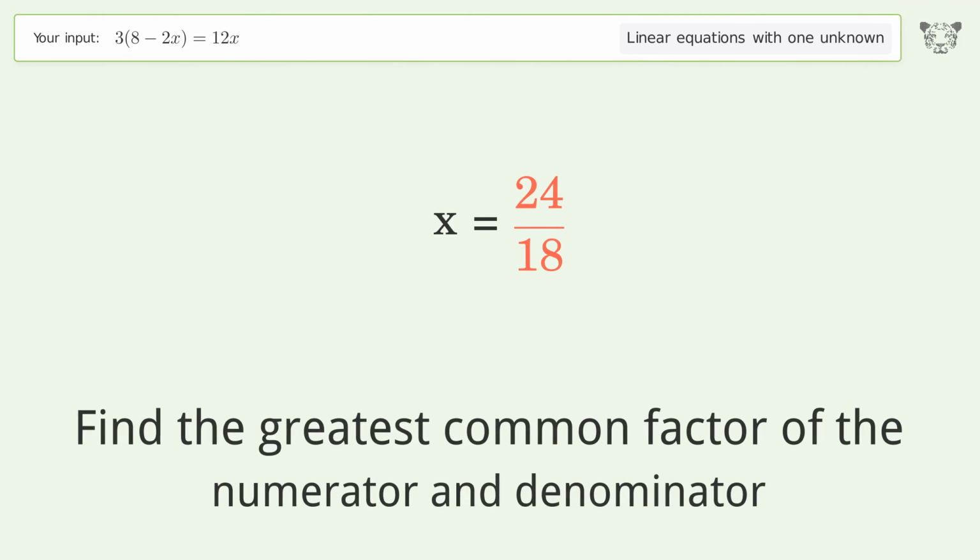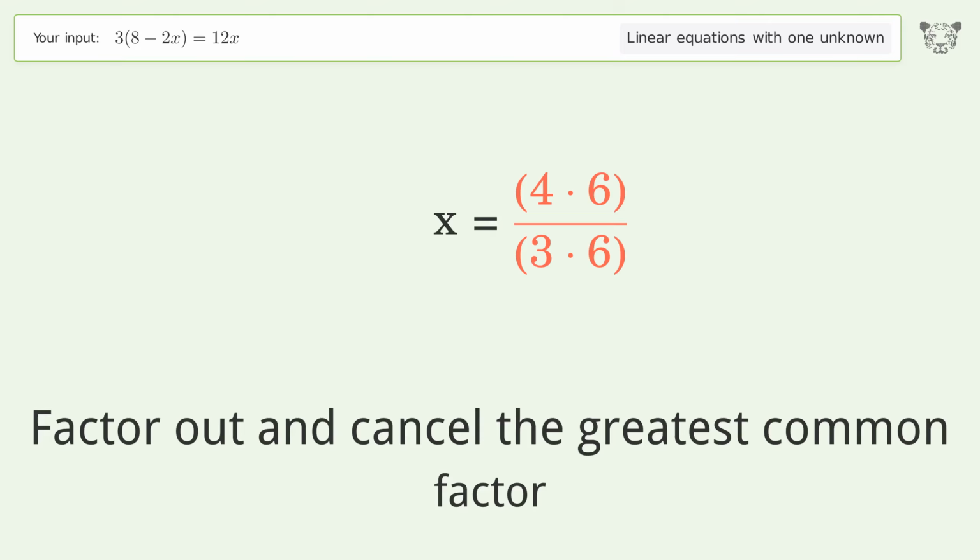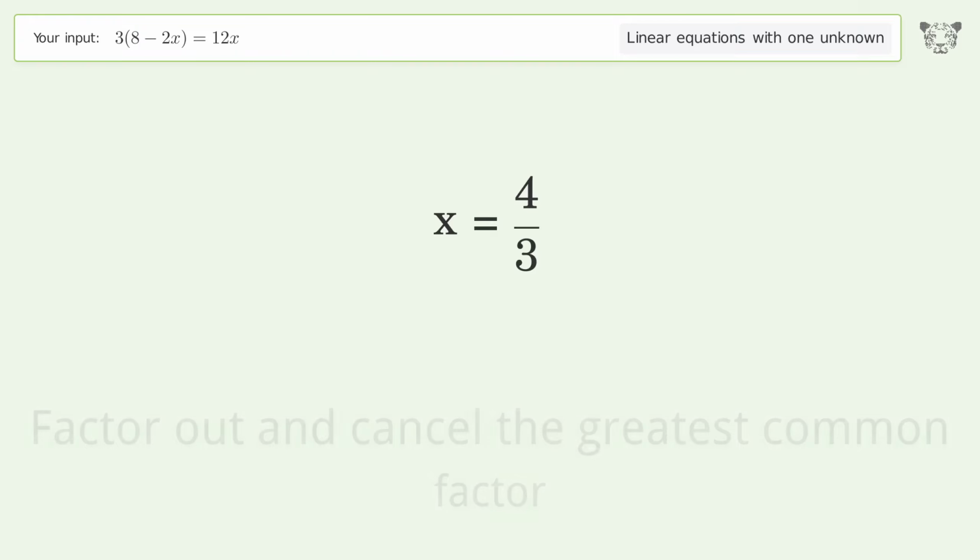Find the greatest common factor of the numerator and denominator. Factor out and cancel the greatest common factor. And so the final result is x equals 4 over 3.